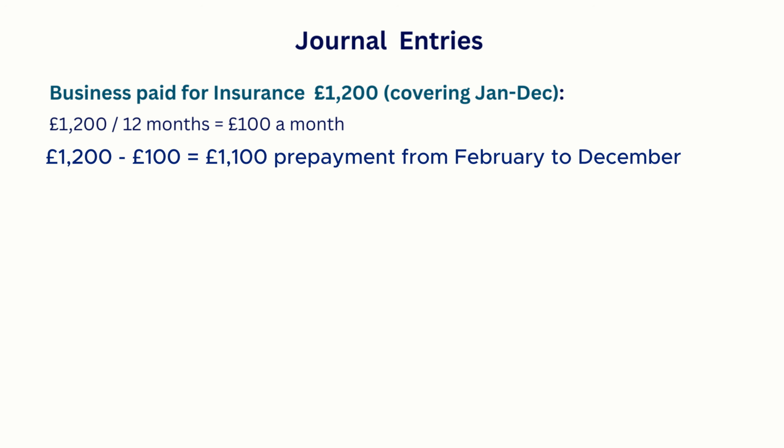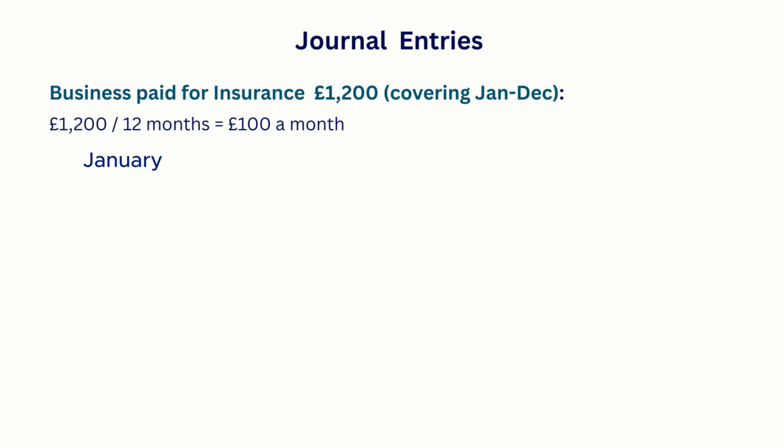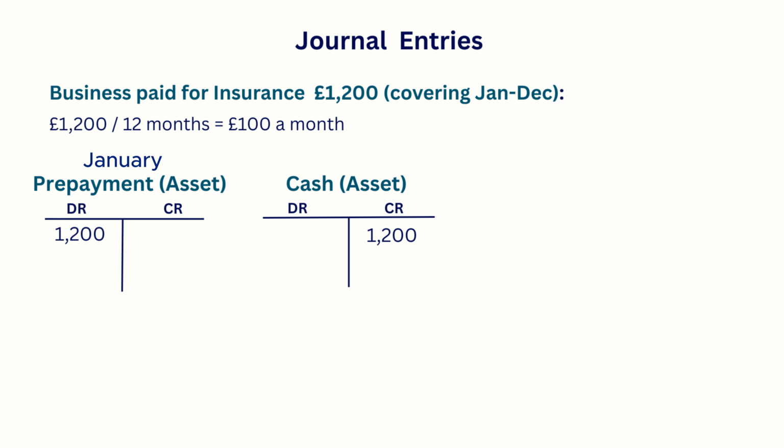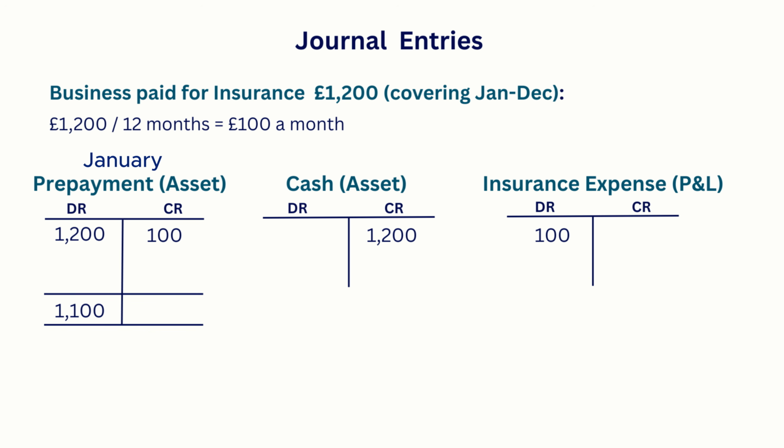The remaining £1,100 is a prepayment because it relates to future months from February to December. Accounting treatment for January at the time of payment: debit prepayment £1,200 and credit cash £1,200. At the end of January, we debit insurance expense £100 and credit prepayment £100.